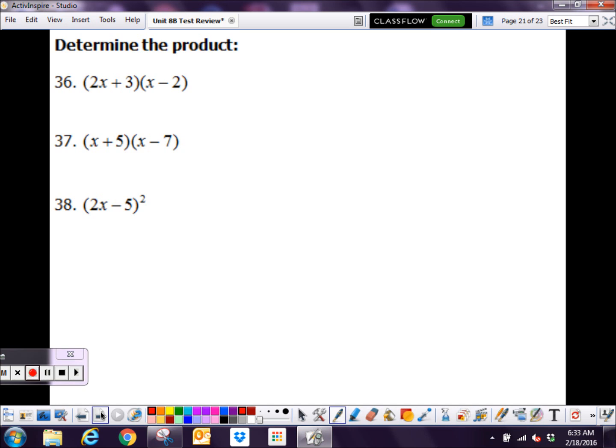36, determine the product. All right, we've already done a little bit of this, but we do need to FOIL this. So I have 2x times x is 2x squared. 2x times negative 2 is minus 4x. 3 times x is 3x. And 3 times negative 2 is minus 6. I just need to simplify this, so I get 2x squared. Negative 4x plus 3x is minus x, minus 6. And that's my answer.